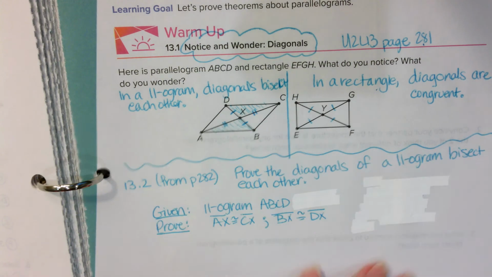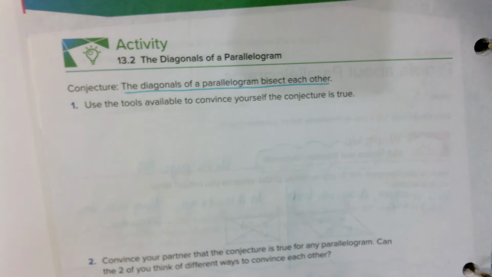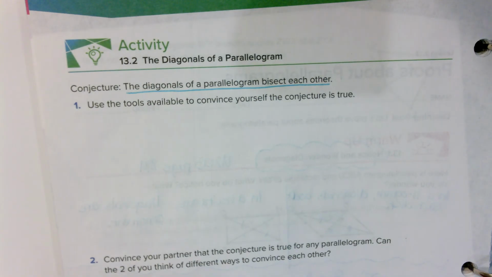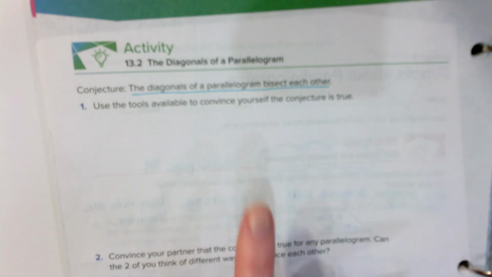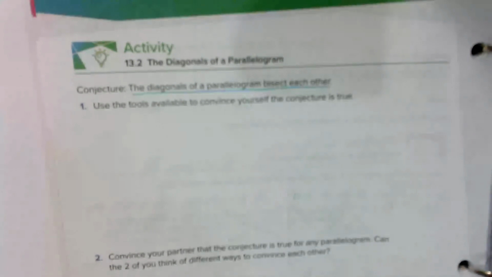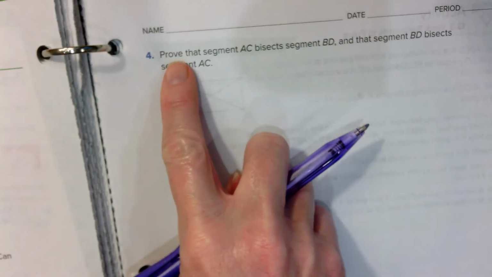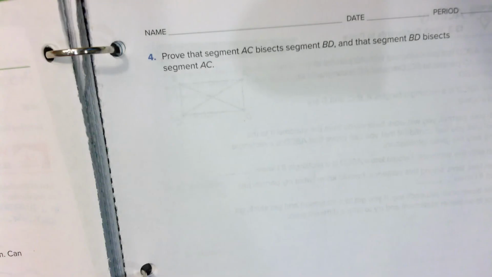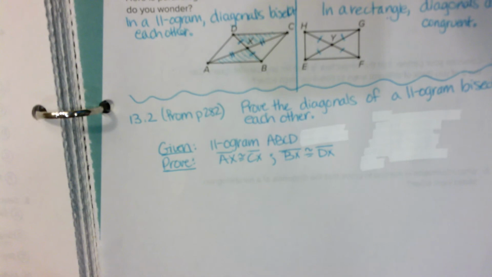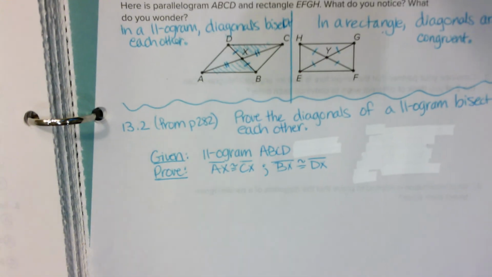So if you could turn your books to page 282, 13.2, your book breaks this particular proof down into 4 parts. The conjecture is that the diagonals of a parallelogram bisect each other. And through drawing a sketch, writing convincing arguments, figuring out the necessary information, ultimately you're going to prove that the diagonals are bisected. We're going to do all of that work, but we're going to do it on our first page. So going back to page 281, let's set this up.